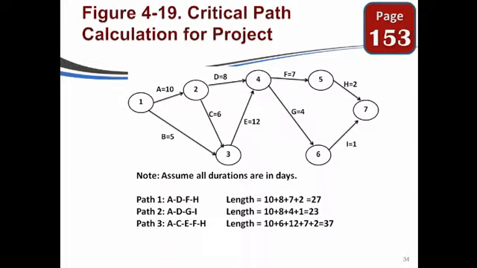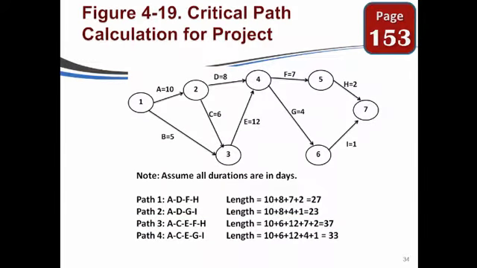So let's go ahead and do the path where we go through A, then down C, up E, over on F, and H. That's going to take 37 days. That looks like that's the champ so far. That is the longest way through this diagram.